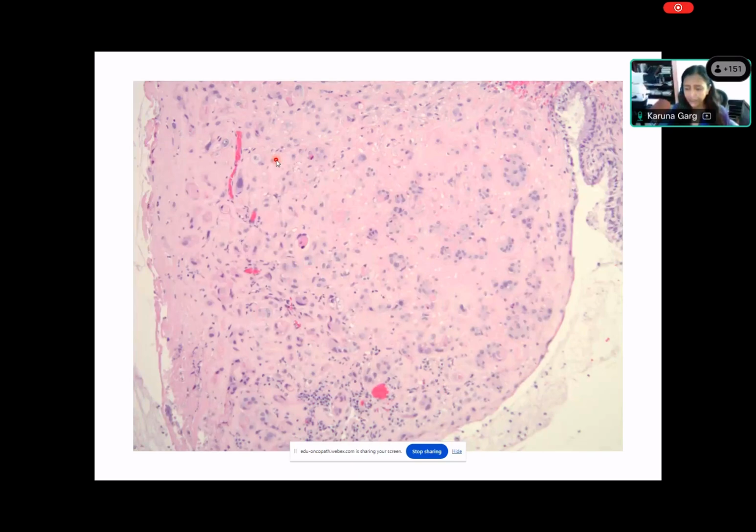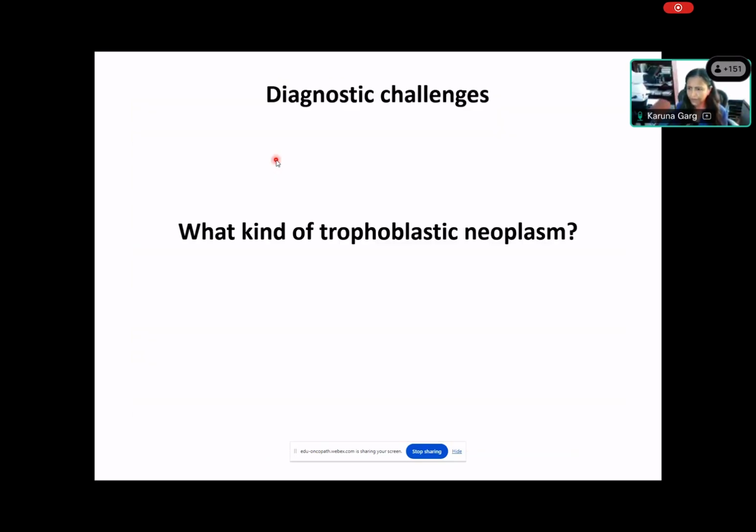If there is a mass lesion, then they should probably consider doing a hysterectomy at that point. That's how we handle these in real life.